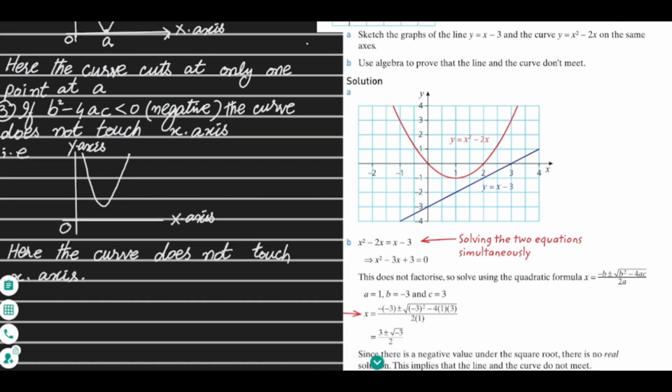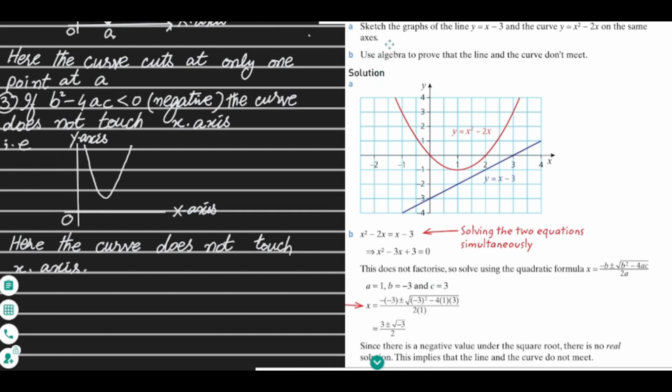Here is the second question. Sketch the graph of the line y = x − 3 and the curve y = x² − 2x on the same axis. First, we have to draw the graph of this line and this curve on the same axis, that is the y-axis and x-axis. Second, use algebra to prove that the line and the curve don't meet. By algebra, we have to show the line and curve will not meet each other.